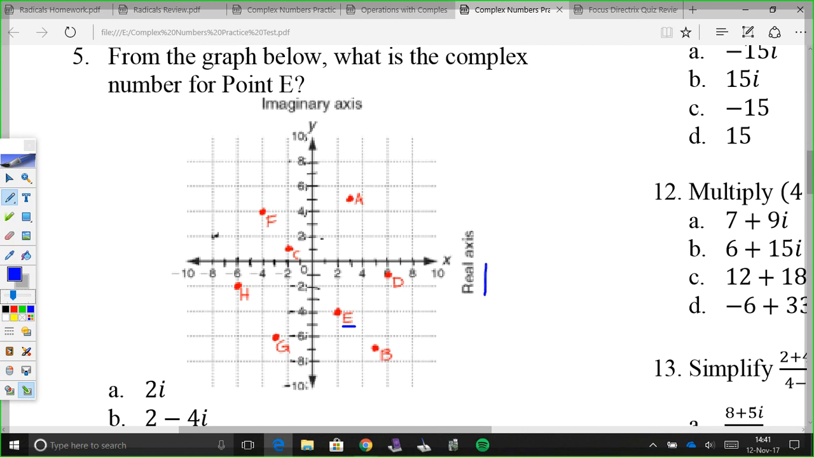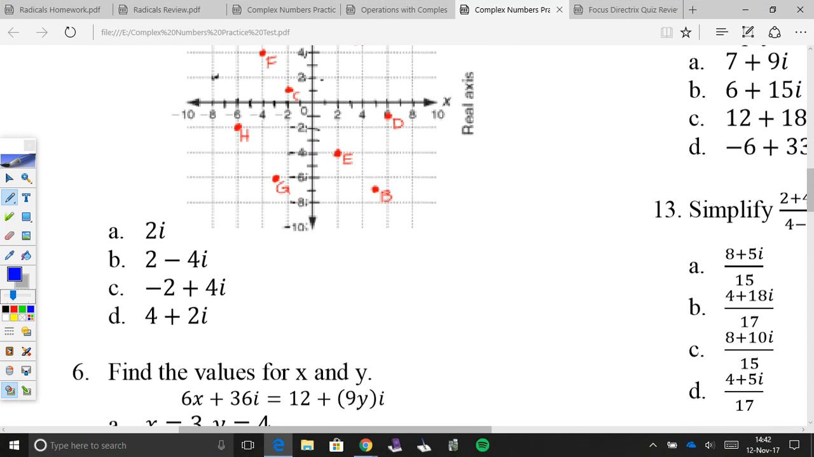And if I go to the real axis, right, which is the x-axis technically, if I go up to it, I'll be at 2. So my real number is 2. And then what's the imaginary number? On the imaginary axis, which is the y-axis, my E will be at negative 4i. Looks like negative 4i. So my number here is 2 minus 4i, which is answer choice B. If you scroll down, you can see it.